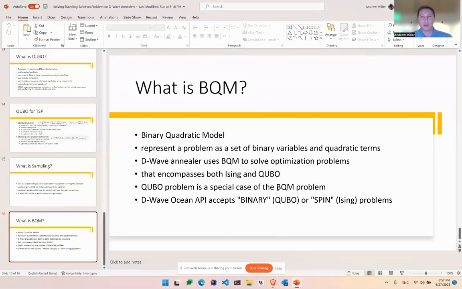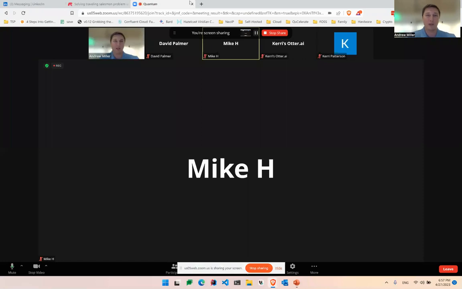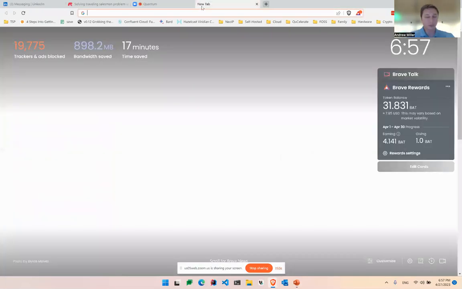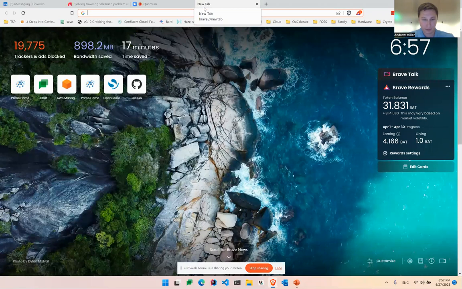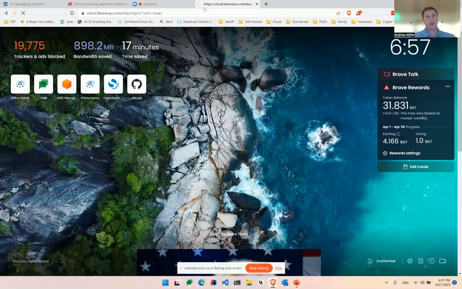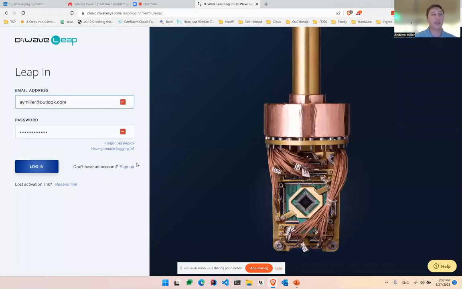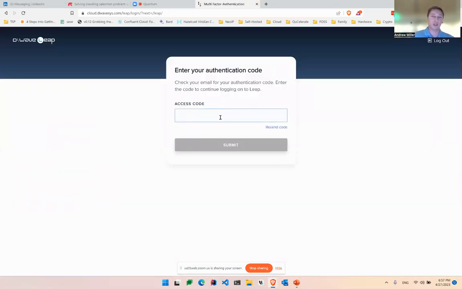And then I'm going to jump into the DWave Leap platform. So let's see. I posted a link in the Meetup group, and you can register here. It's absolutely free. And there's a nice picture of the actual machine. I'm going to need to authenticate here. Hope I can get the access code.